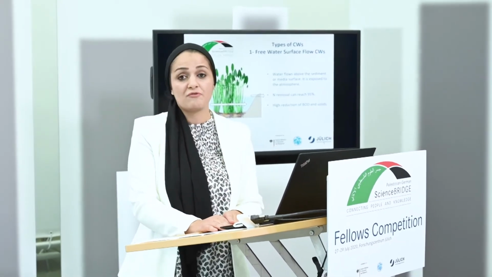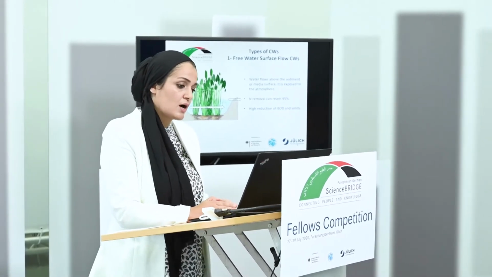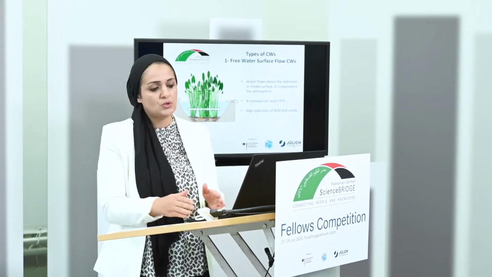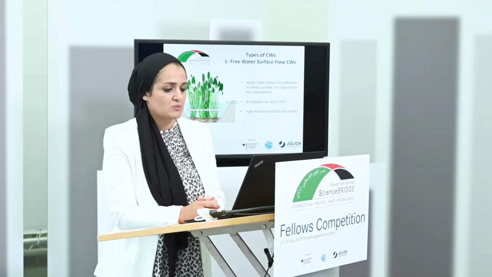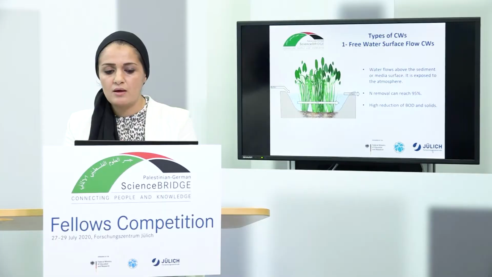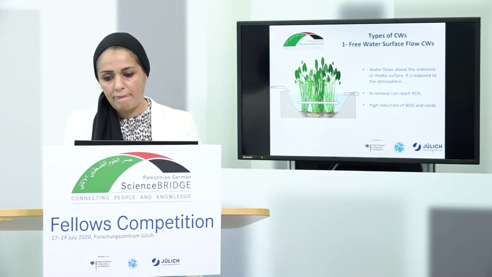Constructed wetlands, of course, have three main types. The first one is the free water surface flow, and in this type we can see the water flows above the sediments, so it's exposed to the atmosphere. In this type of constructed wetland, there is really high nitrogen removal, which can reach 95%, and high reduction of organic matter and other solids.